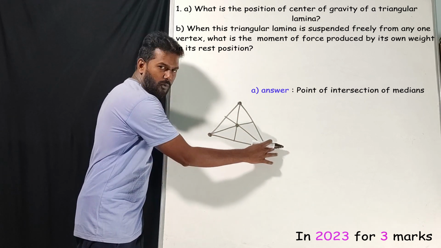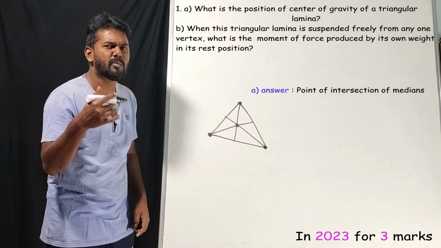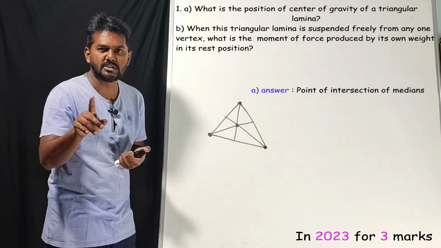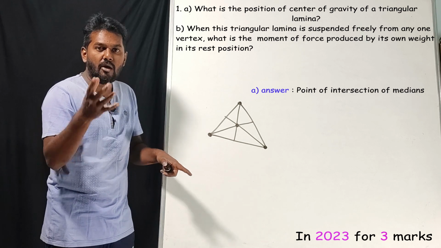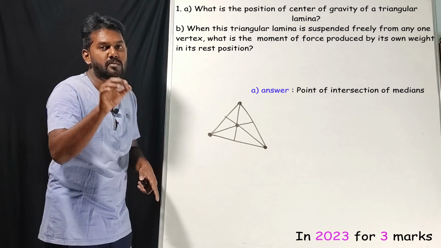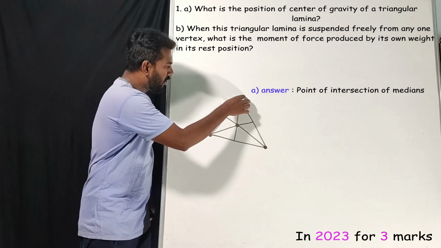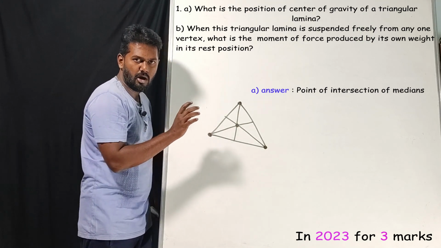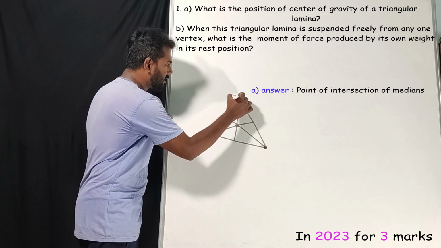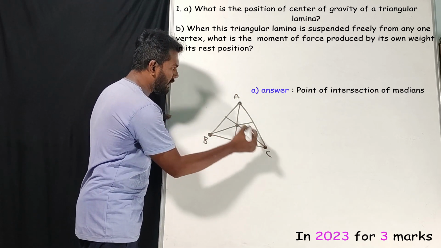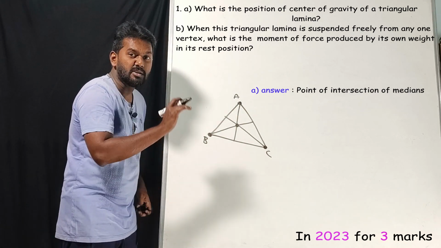from one of the vertex, then what is the moment of force produced? What do you mean by moment of force? Moment of force is nothing but the rotation. When it is going to rotate, when it is fixed to a certain point, that is the pivot point. If this is fixed to one of the vertex, assume there is a wall. This vertex A, you can take any vertex A, B, C. Assume we are going to fix this vertex to a wall. What is the moment of force?